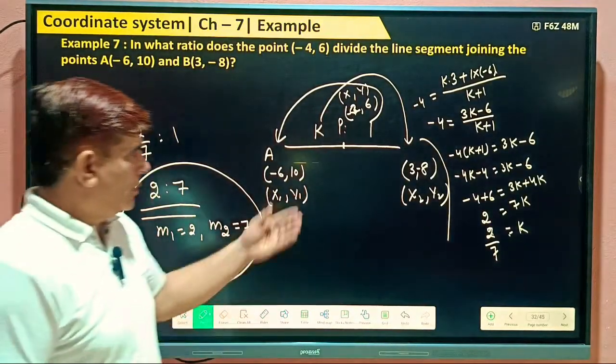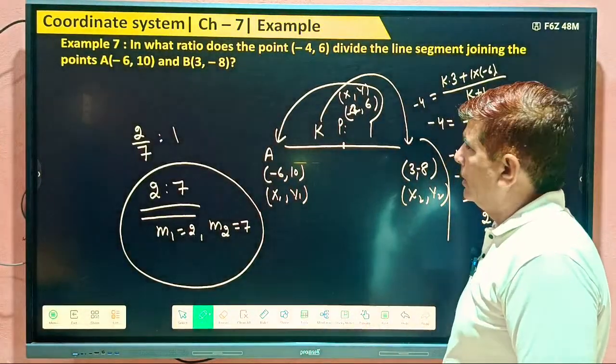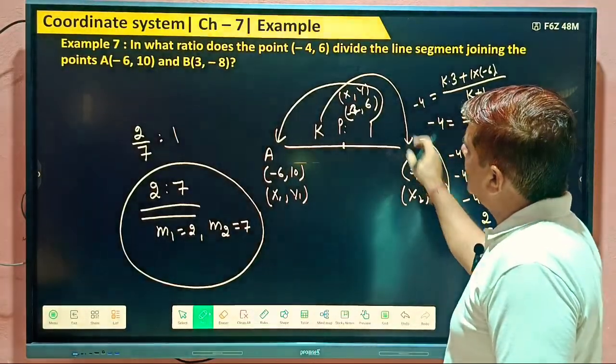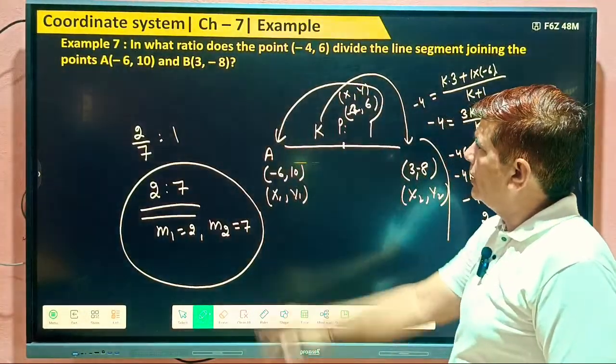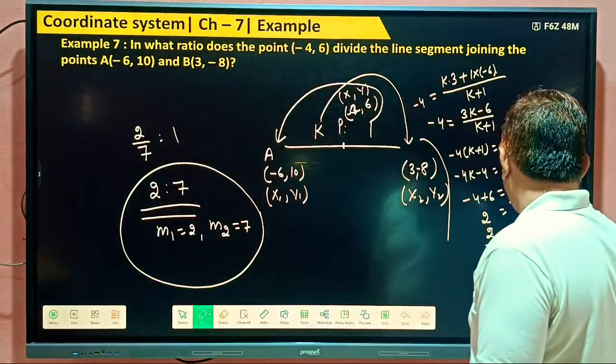Understood? One more way we can find out by this. How can we? It's multiplication with these y coordinates, and it's multiplication with this, and we can apply that. But we have to find it out. So 2 raised to 7.